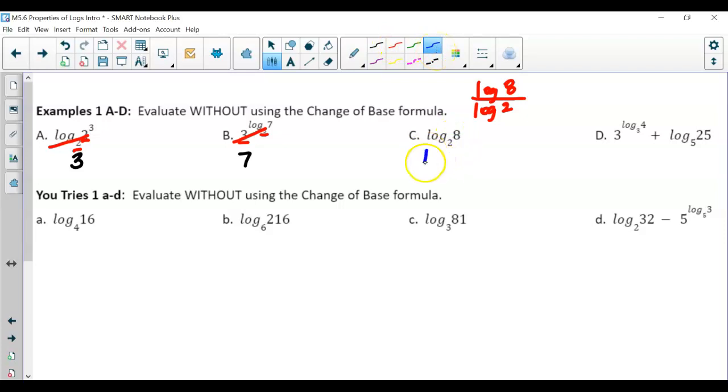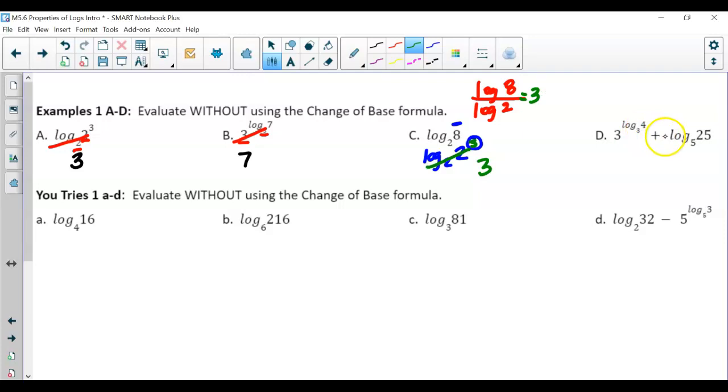So here, the goal is log base 2. If I could write 8 as a base 2 to an exponent, then I could cancel out. So 2 to the what power could give us 8? Well, 3. 2 to the third power is 8. So now that the bases are the same, they cancel out, and the solution is 3. And if you were to put this in the calculator, you would also get 3.